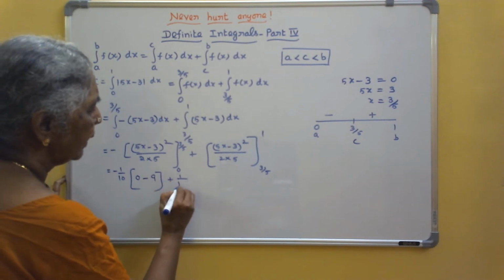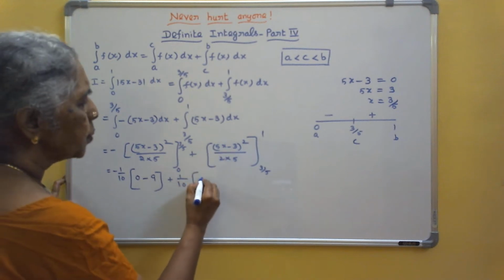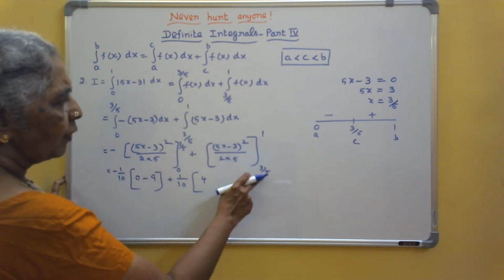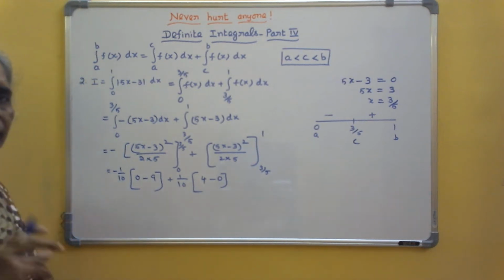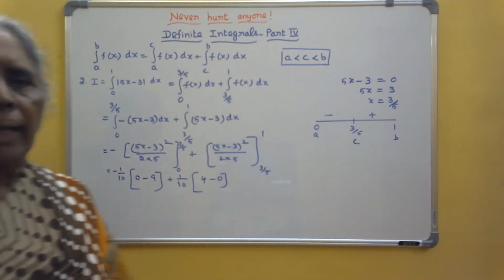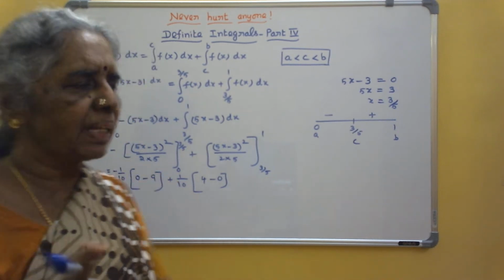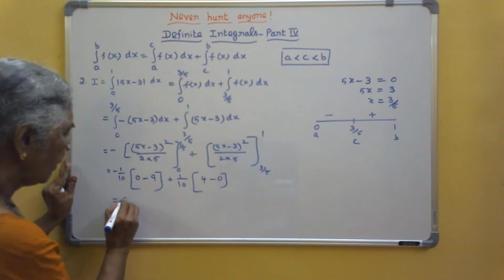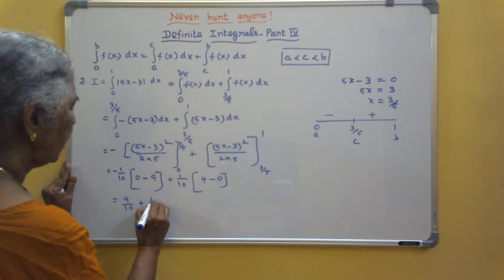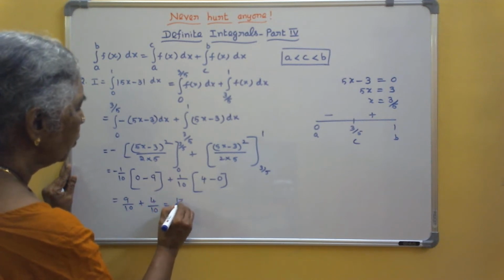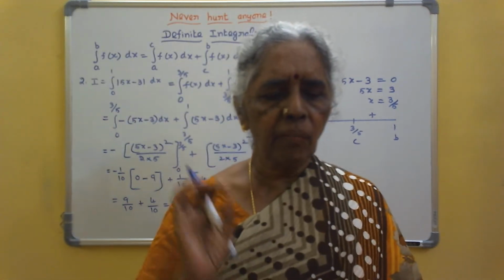Plus take again 1 by 10 out. If you put 1, 5 minus 3, 2, 2 squared is 4, right? Then if you substitute the lower limit, that will be 0. So in these cases, either the upper limit or the lower limit becomes 0. Okay, you have seen that in the previous sum also. So now what do you get here? This is 9 by 10 and that will be 4 by 10. So you get 13 by 10 and that is the answer for this sum.